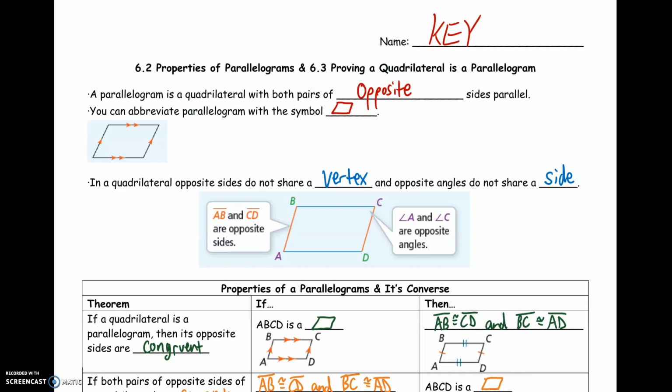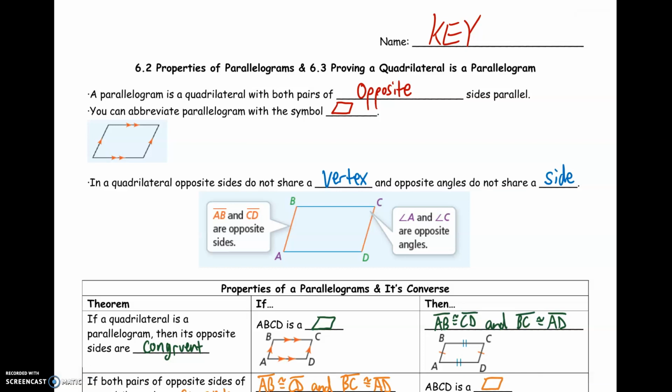So a parallelogram is what we're talking about as a quadrilateral with both pairs of opposite sides that are parallel, so we can see that marked in this first figure. And the parallelogram symbol with that parallelogram shape is something we can use, much like our triangle symbol, just to reference that if I don't want to write that out.